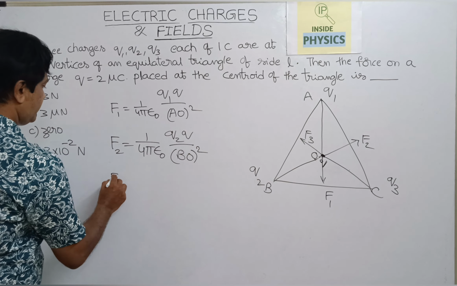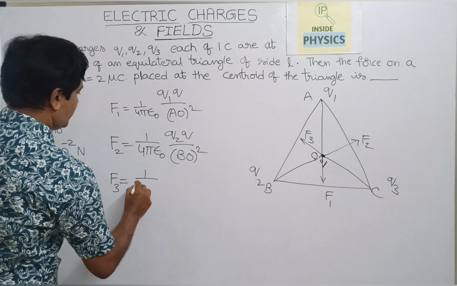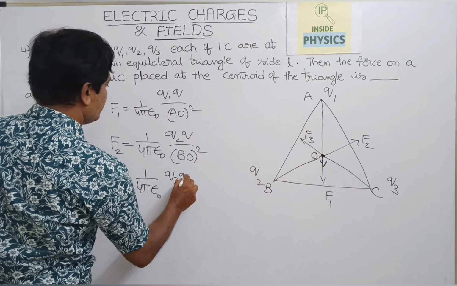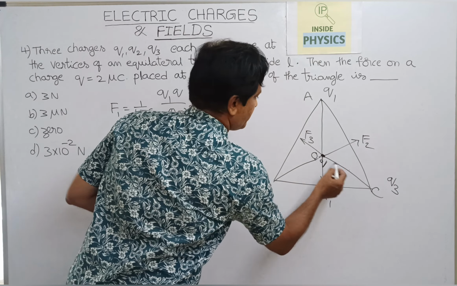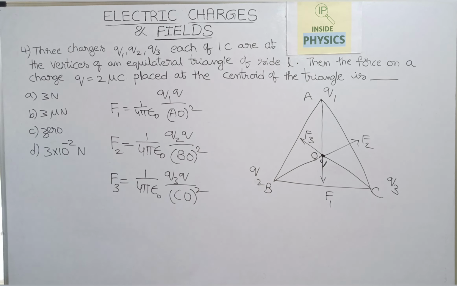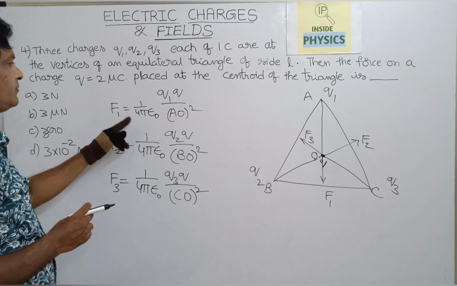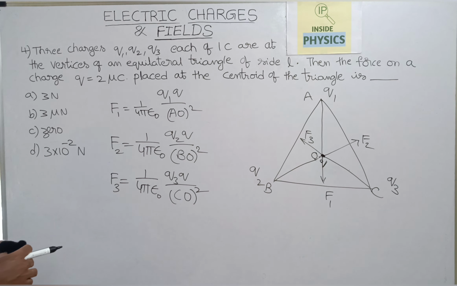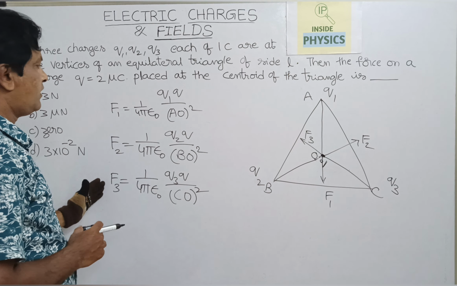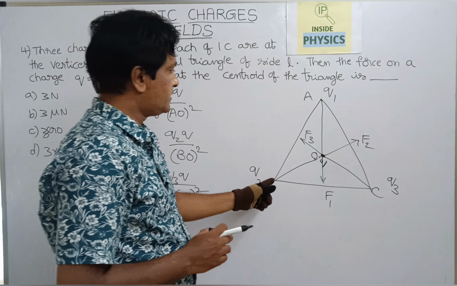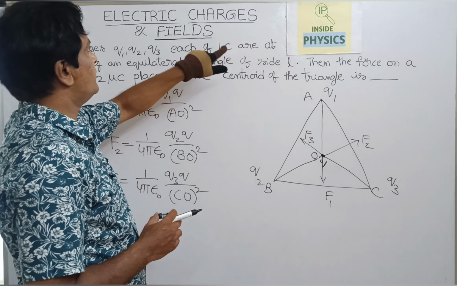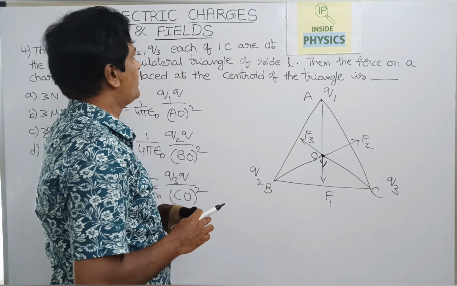Okay, consider F3, which is 1 by 4 pi epsilon naught q3 q by this distance CO square, according to Coulomb's law of attraction between any two charges. If you observe this, all the forces are equal because the three charges q1, q2, q3 are each 1 coulomb, because all the charges are equal to 1 coulomb only.